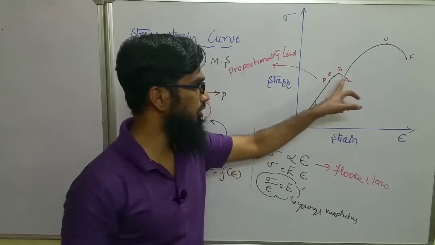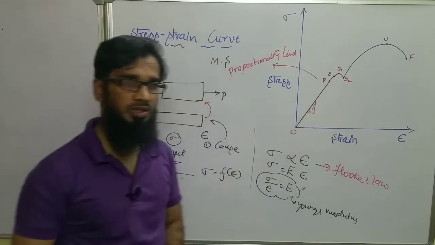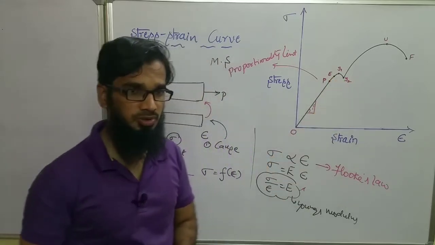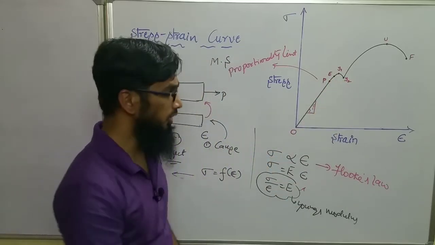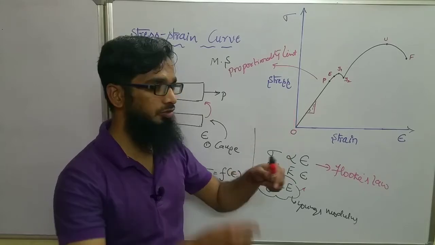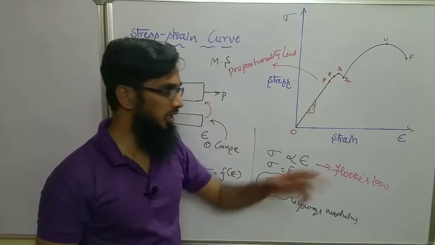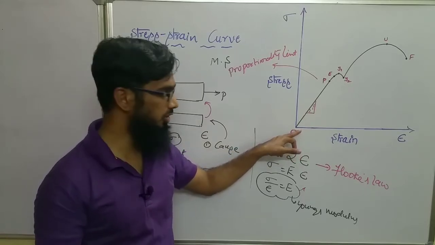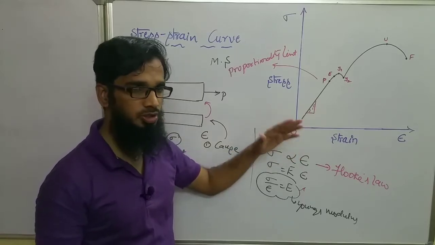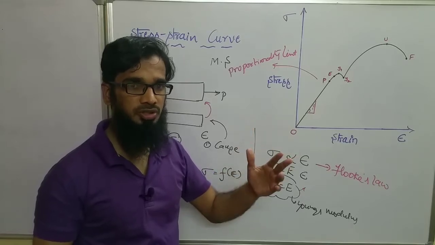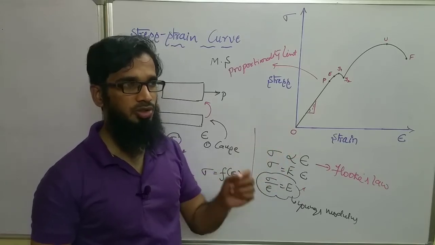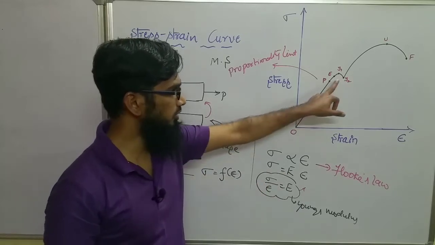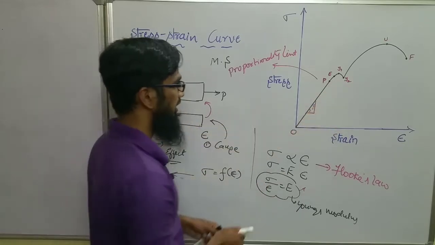Next I will go to the point E. At point E we cannot see linearity here, but if you remove the load, again it comes back to the same shape and size, that is the original dimension. Nothing is changed here; it regains its original shape and size. That's why this point E represents the elastic limit here.